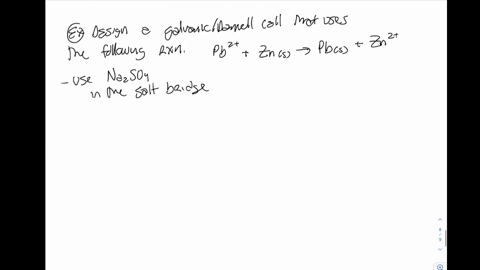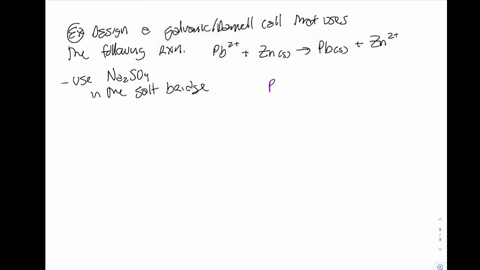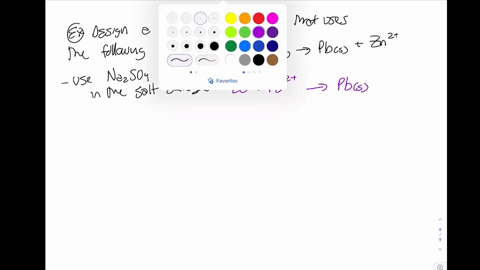So the first thing I like to do is just determine which is my reduction and which is my oxidation half reaction. So I'm going to split these. I have lead 2 plus going to lead solid, and I need 2 electrons on this side. My oxidation number is going from +2 to 0. It's gaining electrons, it's being reduced. So this is my reduction half reaction.